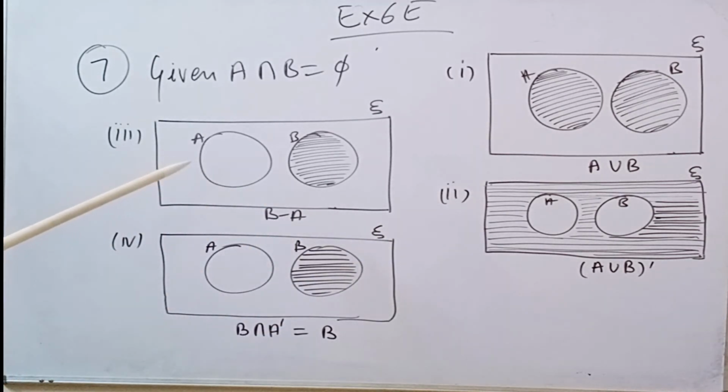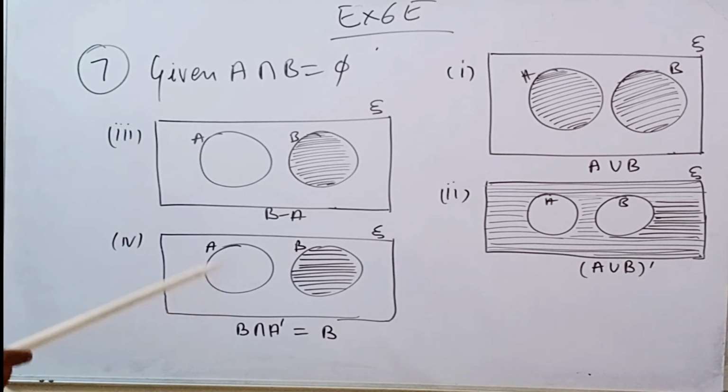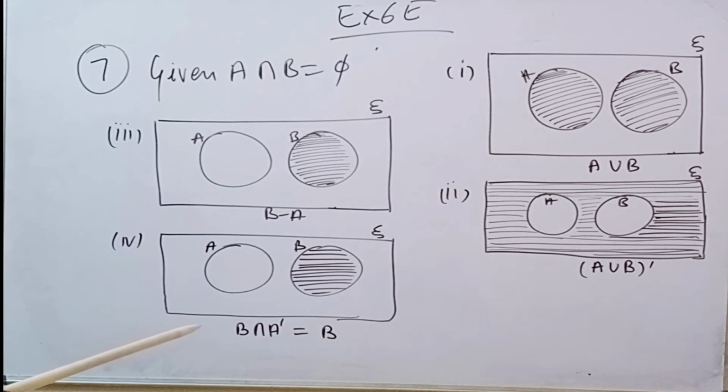Now we have to show B minus A, that means elements that are in B but not in A. So the shaded part is B minus A. Now we have to show B intersection A complement. B intersection A complement, that is the set B. So here the shaded part is B intersection A complement. So in that manner you will draw the Venn diagrams of the other sums.